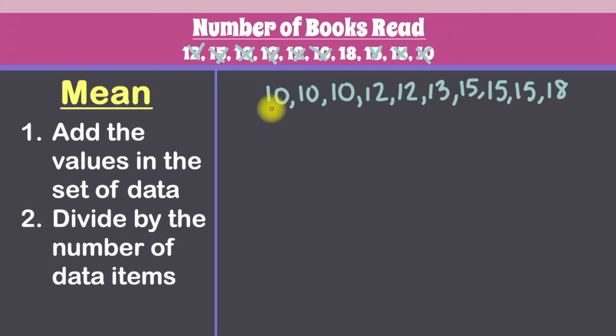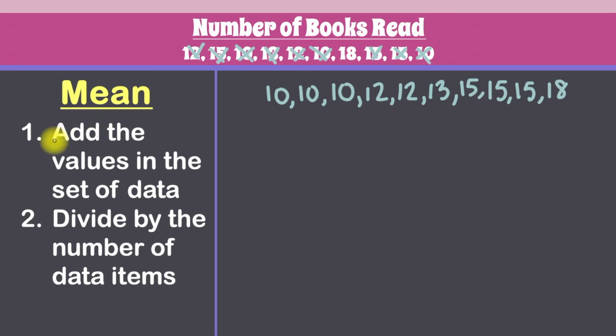So now all of our data is in order from least to greatest. The smallest number of books that was read was 10, and the largest number of books that was read was 18. So now we can go about and find the mean. And remember that the mean has to fall within the set of our data. Our lowest number is 10, so it can never be less than 10. And our highest number is 18, so the mean can never be higher than 18. It's always going to be within that range of data.